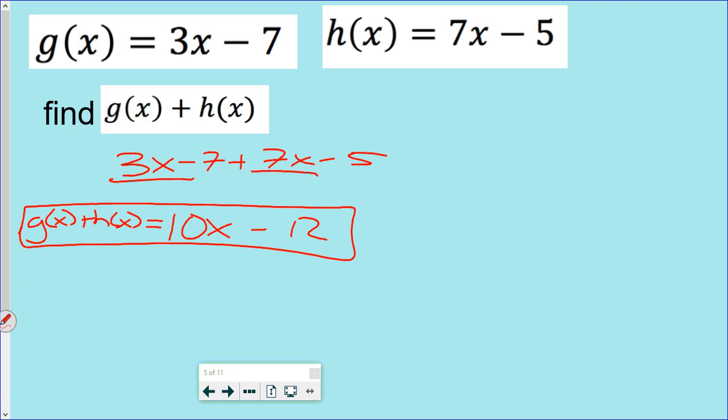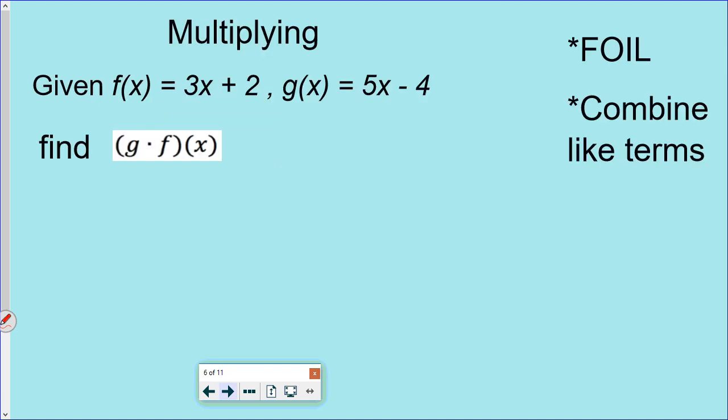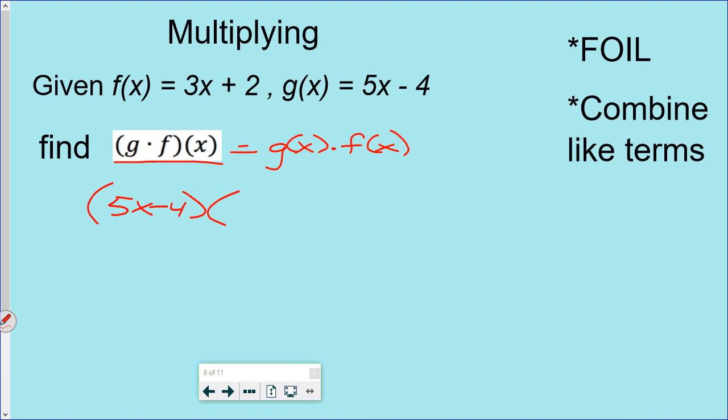All right, next step, we're going to do multiplication. Yes, multiplication, we are going to FOIL. So again, this is giving me the directions. It also means the same thing if I go g of x times f of x. They mean the exact same thing. So if you see one or the other, you're doing the same thing. So first we take g of x, which is 5x minus 4, times f of x, which is 3x plus 2.